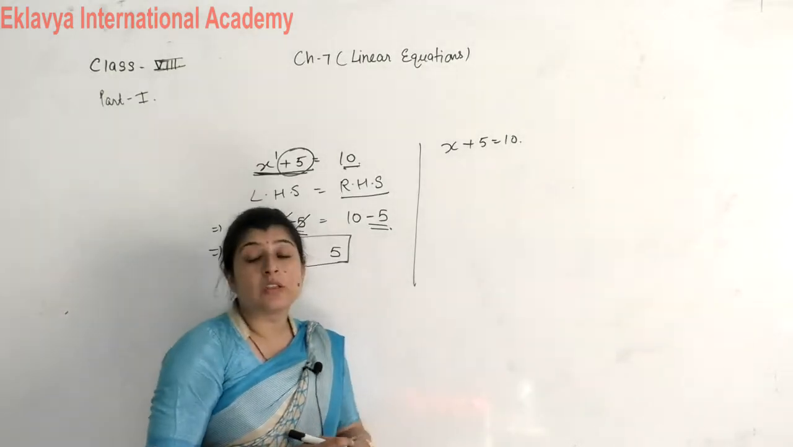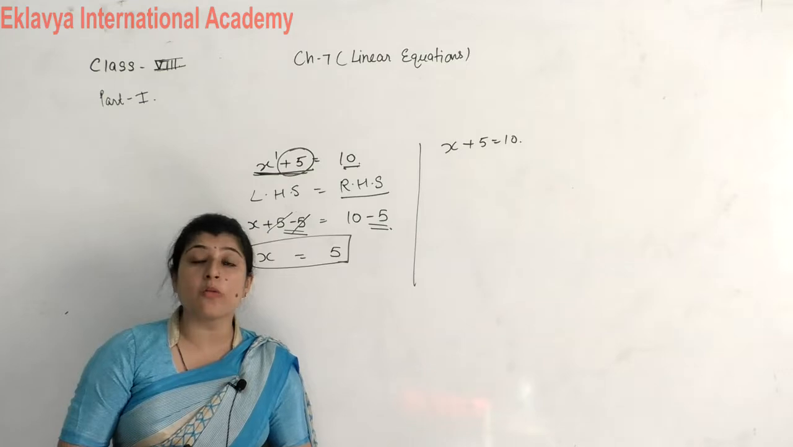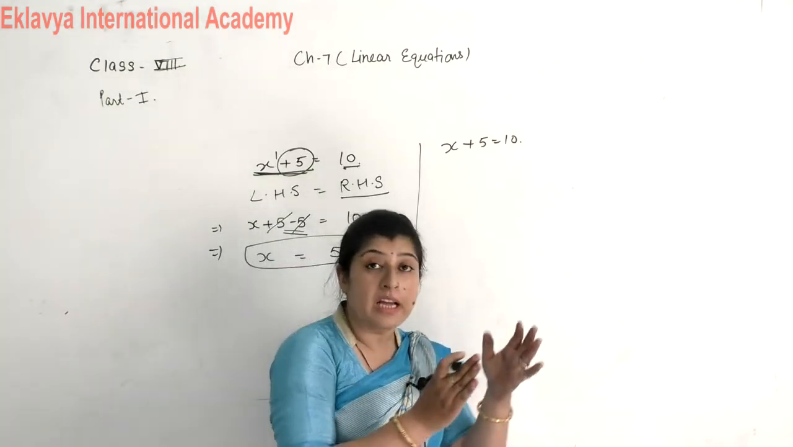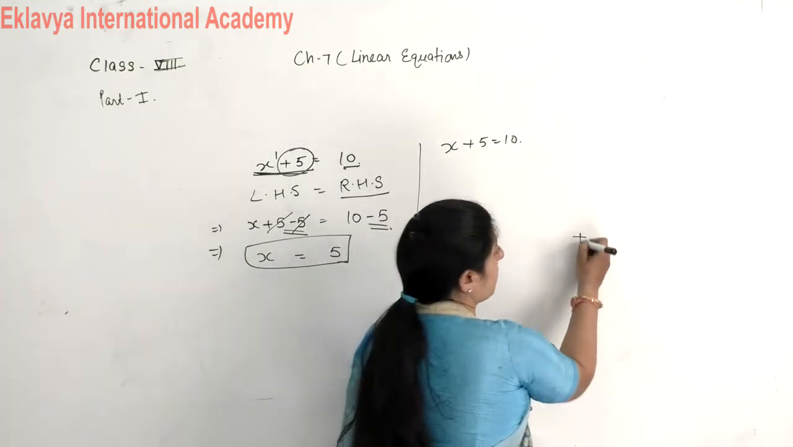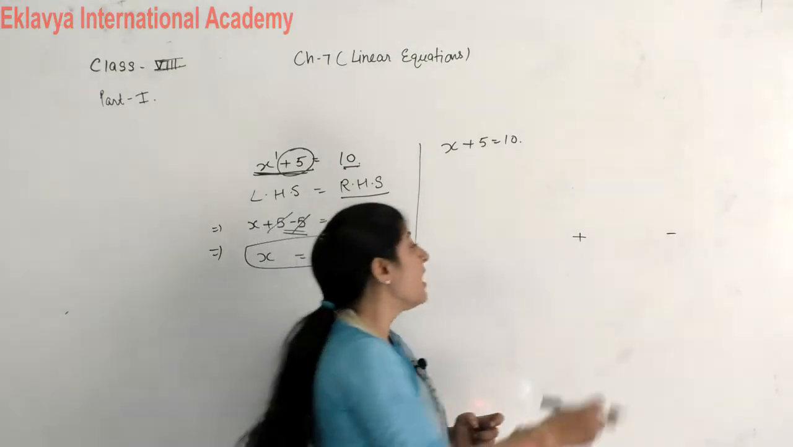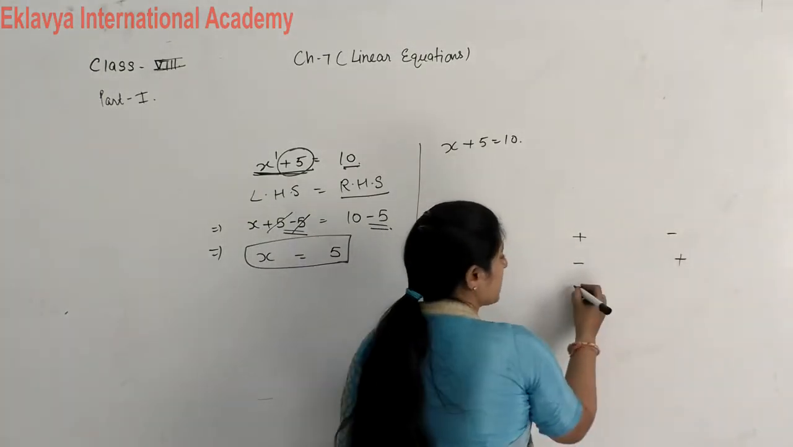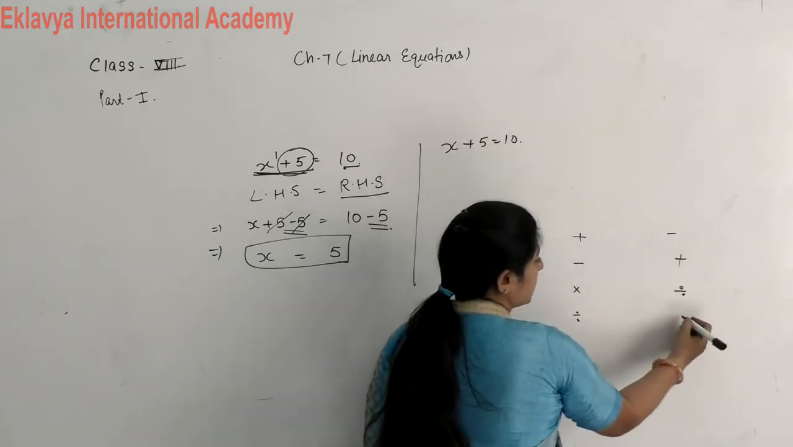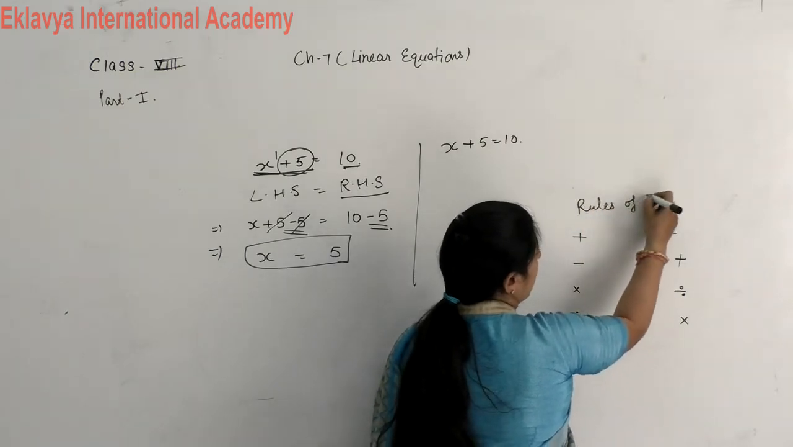Now we will solve by the transposition method. There is a rule for transposition: whenever we move something from the left hand side to the right hand side, addition changes into subtraction. It means we change the sign also. Plus changes into minus, minus changes into plus, multiplication changes into division, and division changes into multiplication.